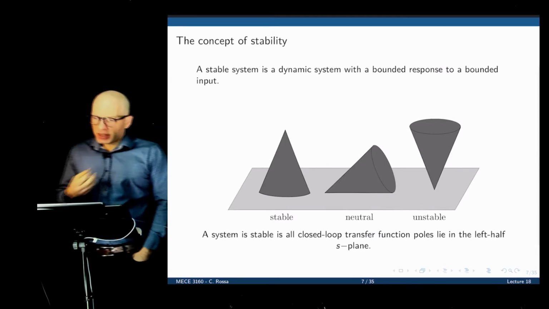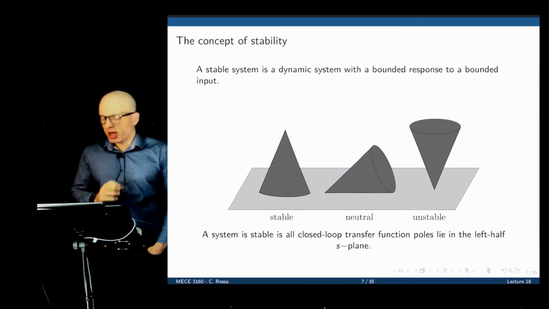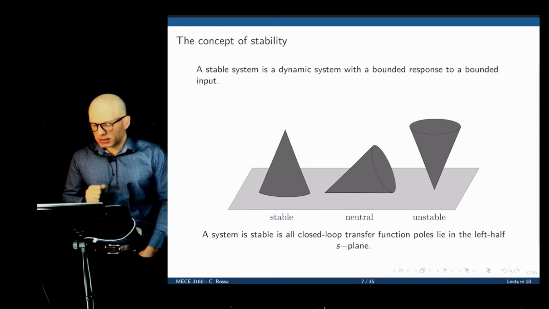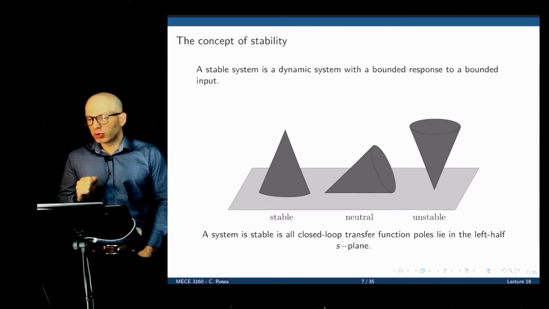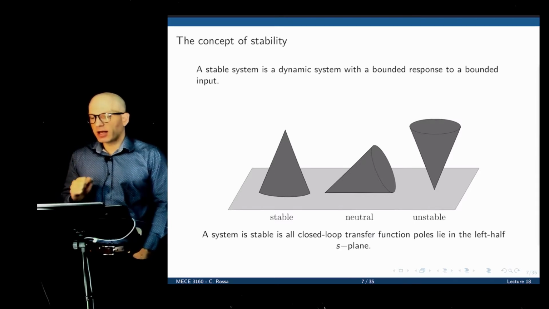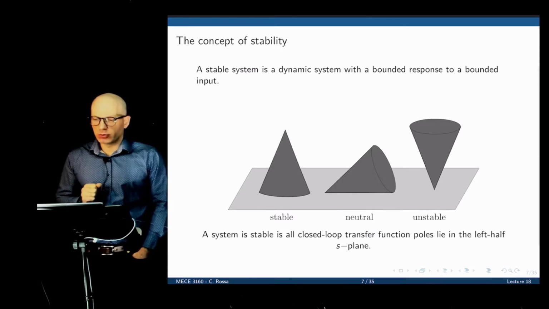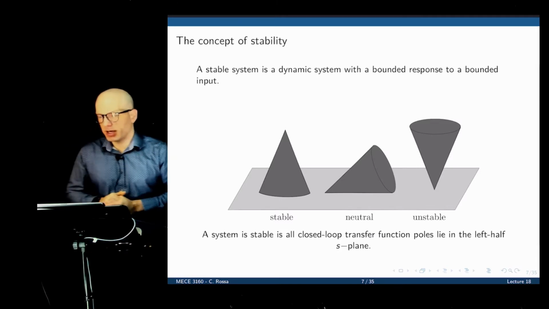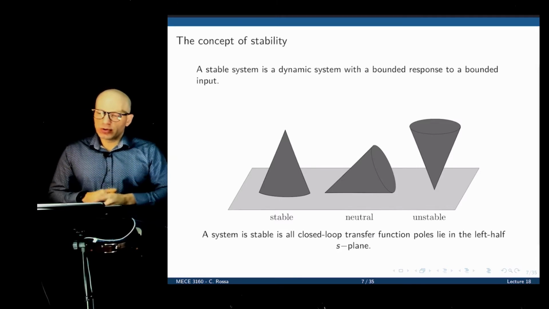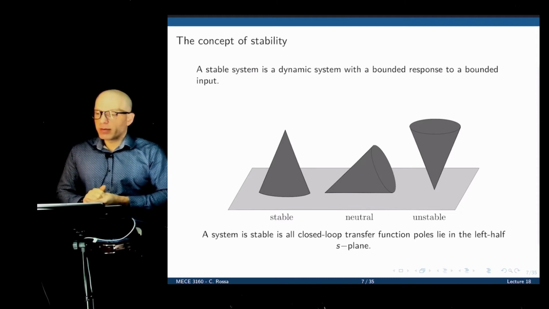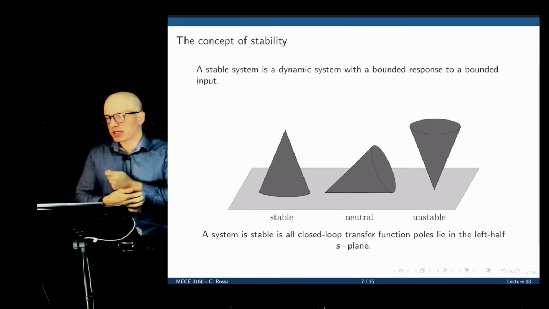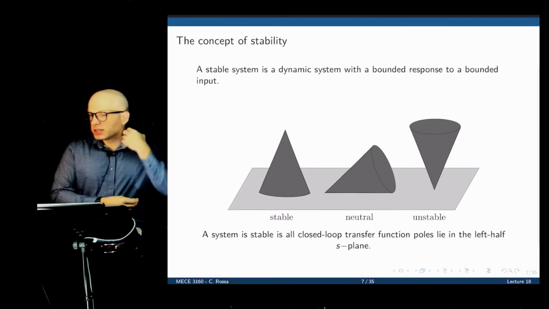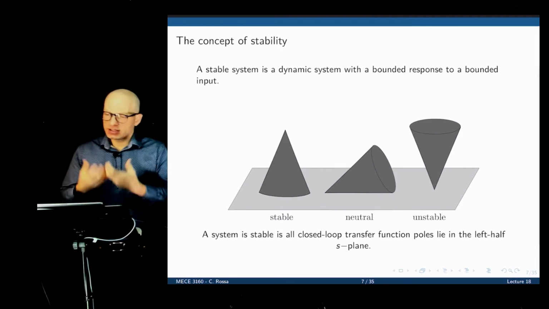When we apply this concept of stability to a transfer function, we have a very simple statement that is a sufficient and required condition for stability. And that is that a system is stable if all of its closed loop transfer function poles lie in the left half of the S-plane. In other words, all poles of the closed loop transfer function of the entire system with feedback have negative real parts. Remember that the real parts of the poles will generate exponentials, and provided that the real parts of the poles are negative, then the system will eventually settle somewhere. These exponentials decay to zero.